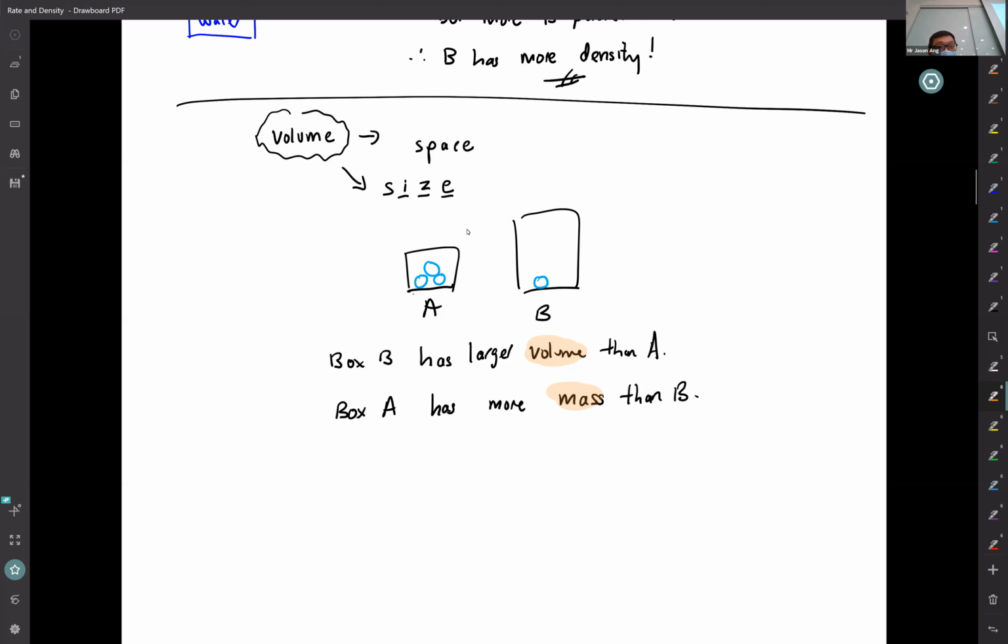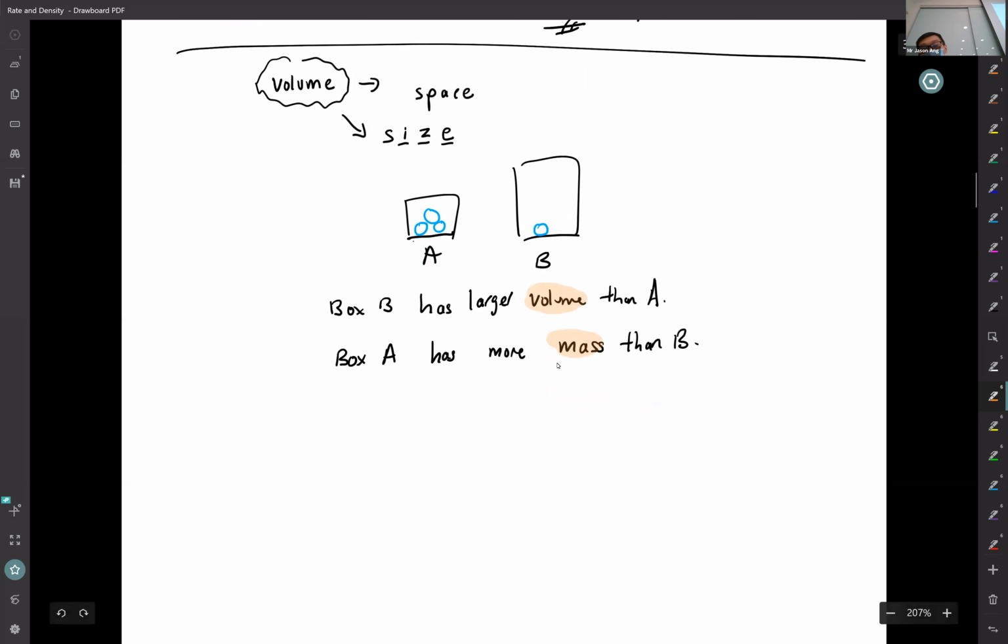So what am I saying here? The word volume and the word mass are 2 different things. Can you have more volume but lesser mass? The answer is yes. So what is the conclusion here? The conclusion here is it's possible to have larger volume but smaller mass.